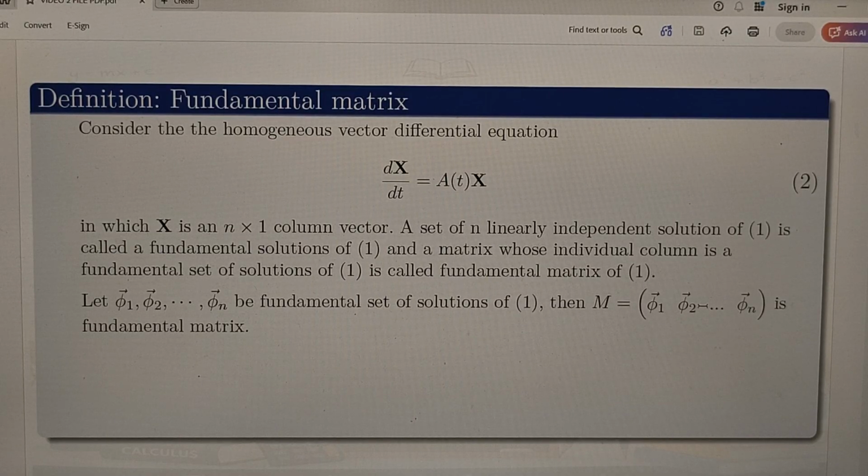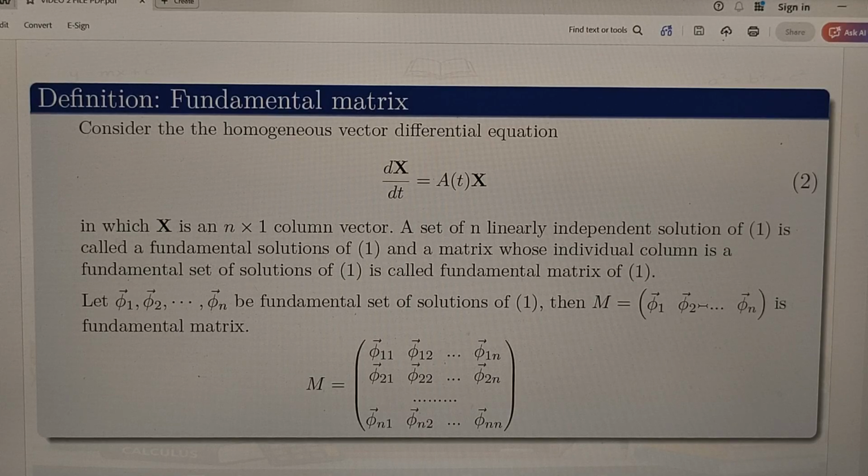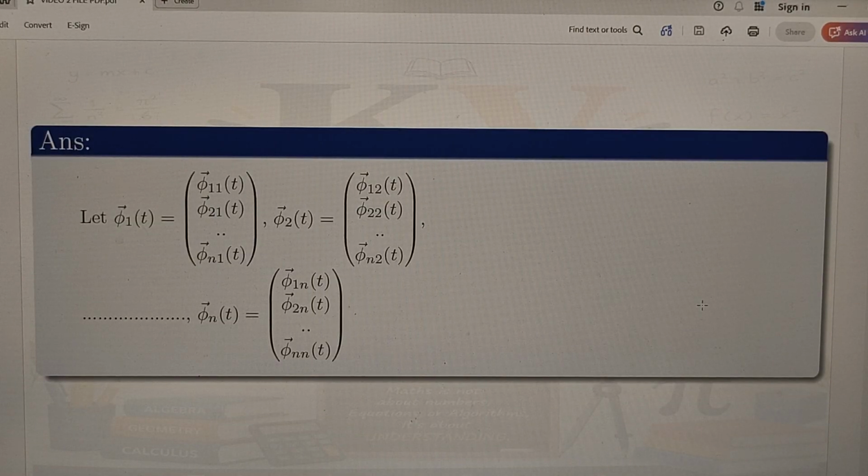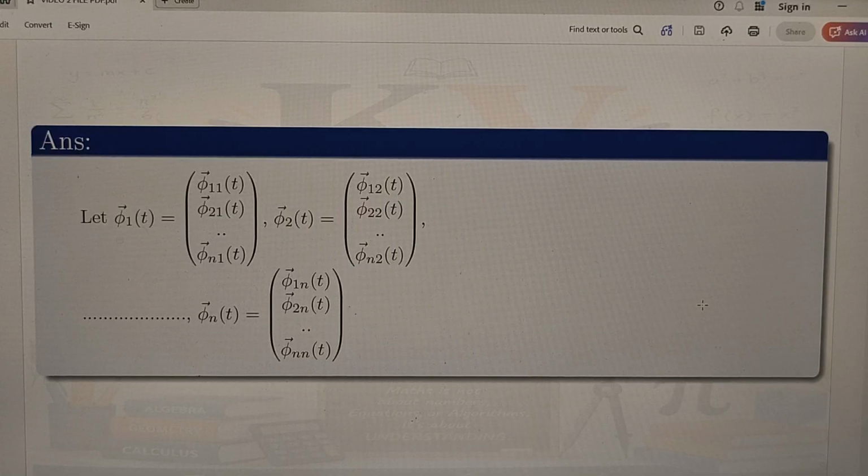That is, if phi 1, phi 2, phi n be a fundamental set of solutions, then M is considered as a fundamental matrix, which is given by this M. Now we move to the proof of the theorem. Let us consider phi 1 equal to the column matrix phi 11, phi 21, up to phi n1, then phi 2 equal to phi 12, phi 22, up to phi n2, and phi n equal to phi 1n, phi 2n, up to phi nn.